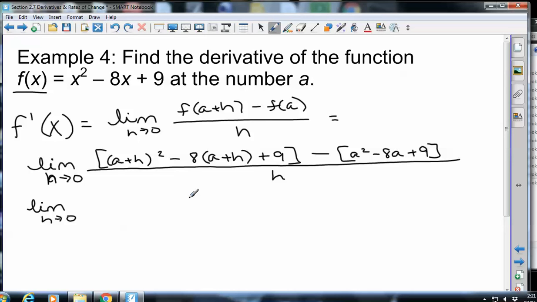Other questions? So it's just like saying f of 3 plus f of 2 or something. Yes. Put a plus h into all the x's? Yes. It's like what we did back in chapter 1.